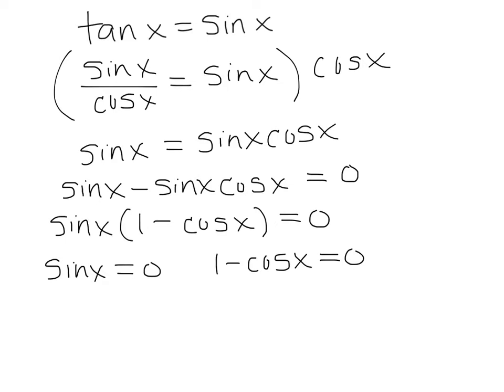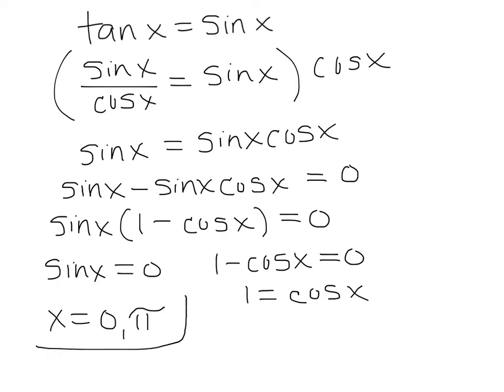Going back to the first equation, sine again is the y-coordinate. It is equal to 0 when x would equal 0 or pi. Going to the second equation, I'm going to add the cosine to the other side, and I have 1 equals cosine of x. So when is cosine of x equal to 1? Well, that also occurs at pi, which is a repeat from the first solution. So I won't even list it. There are two solutions to this equation, and they are when x equals 0 and pi.